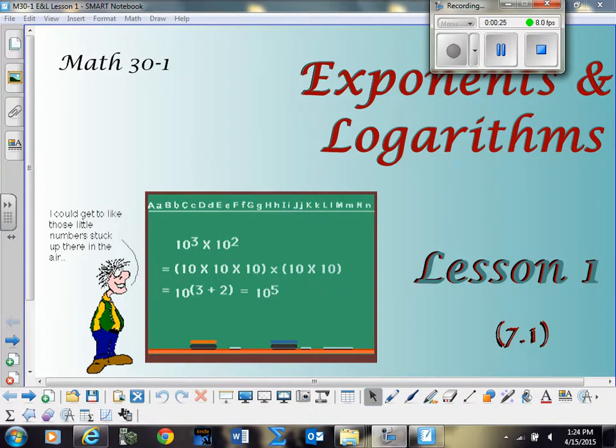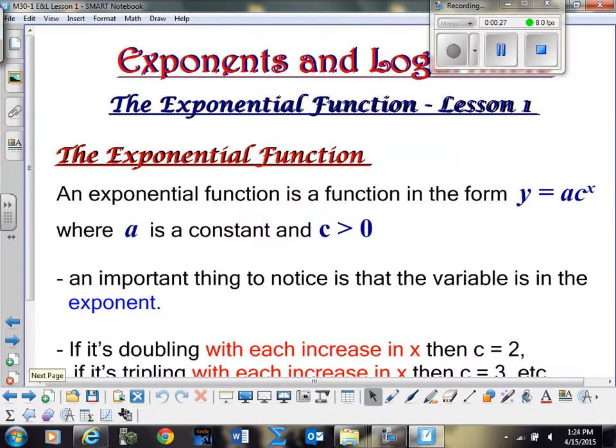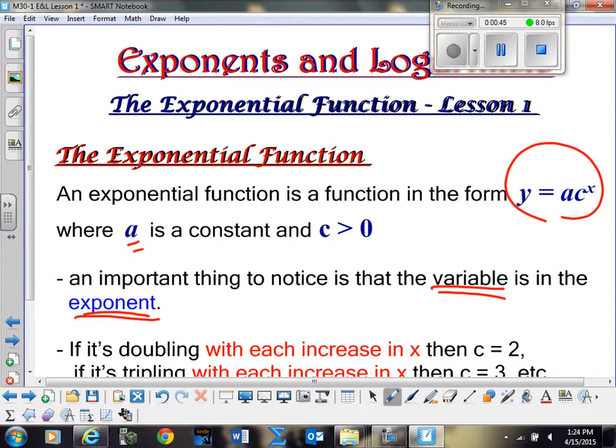Lesson 1. We're going to start by graphing an exponential function. What is an exponential function? Pretty much what you would think, right? It has the exponent as your variable. So the variable is the exponent, it makes it an exponential function. But a couple other things that we need to keep in mind. A, just like with other functions, A is the vertical stretch, it's the coefficient in front. And in this case, we just say it's a constant, it can be anything.